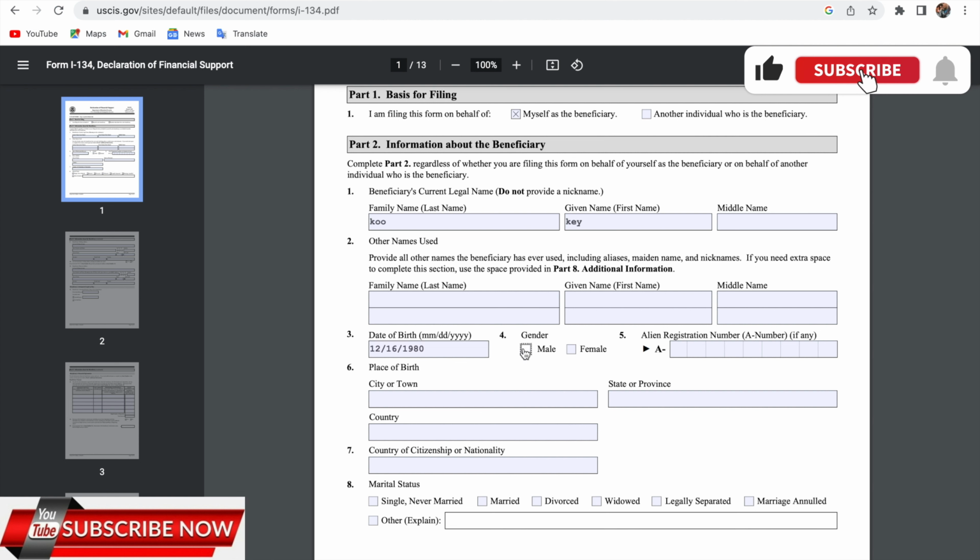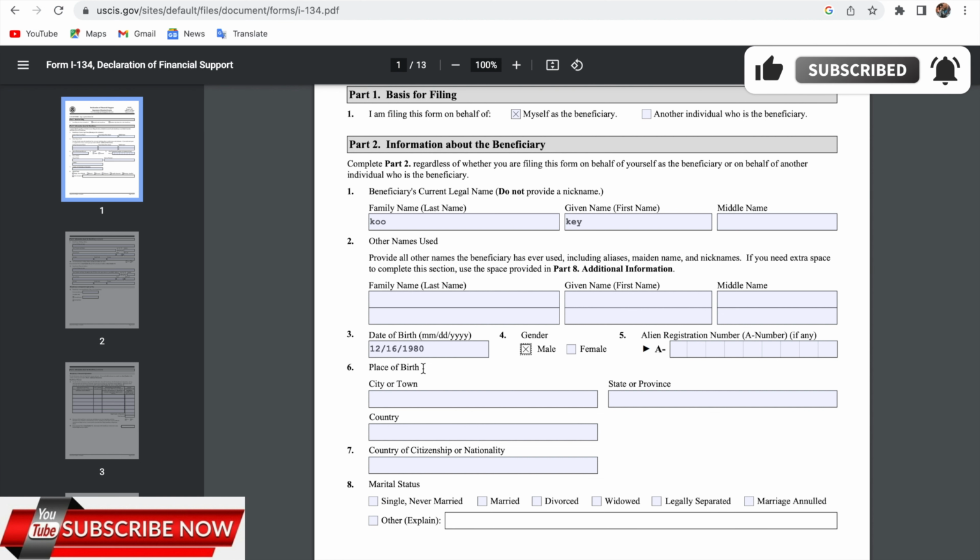So you just put in male. And now if you have an alien registration number, the A number. If you have a green card, your alien number is on your green card. If you are a resident, on the naturalization certificate that you have, there's an alien number over there. You just put it over there. But I'll just leave it blank.